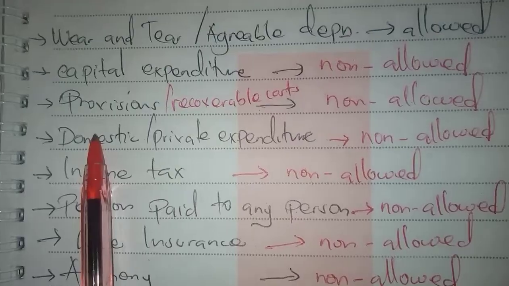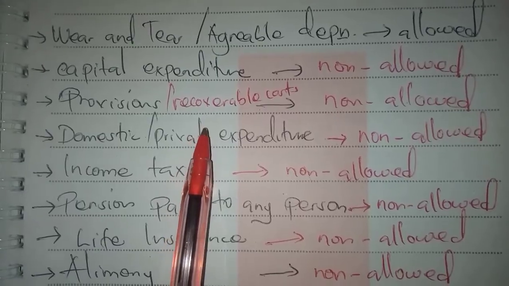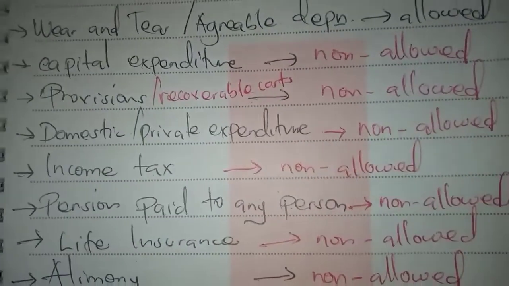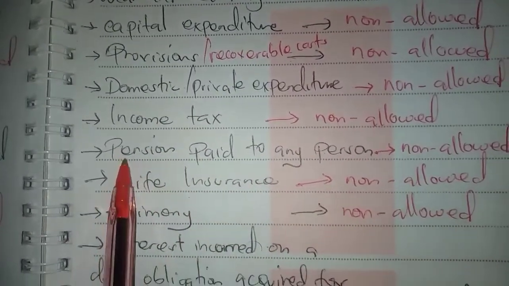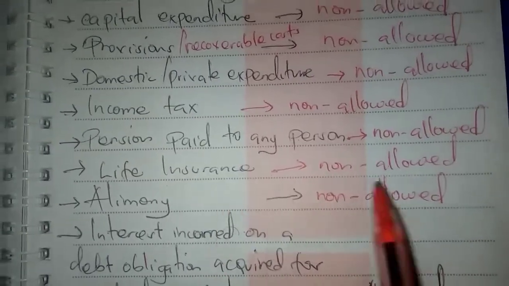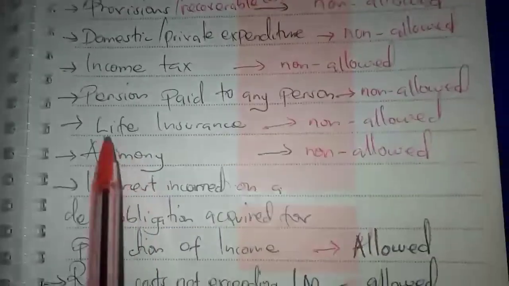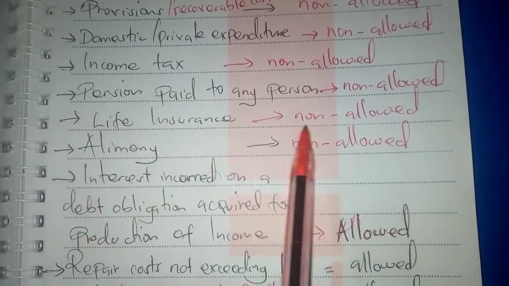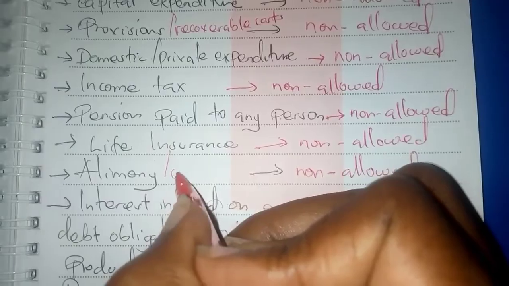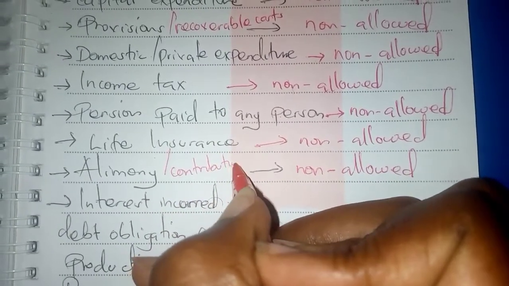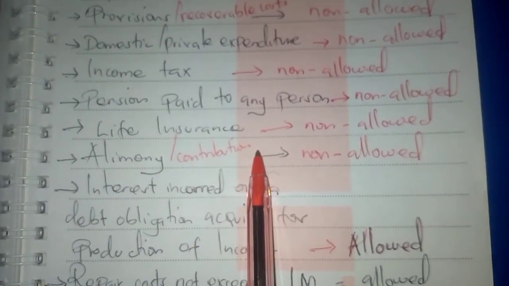Then in case of domestic or private expenditure, any expenditure that is incurred for private use, it is non-allowed. Then in case of income tax, it is non-allowed. In case of pension paid to any person, any pension or penalty, they are non-allowed. Then in case of life insurance, it is non-allowed. Alimony or any contribution, contribution received or contribution paid.